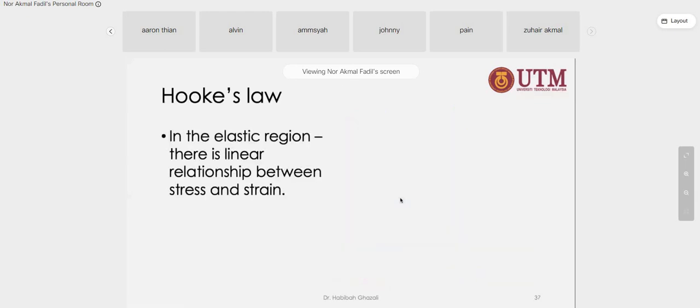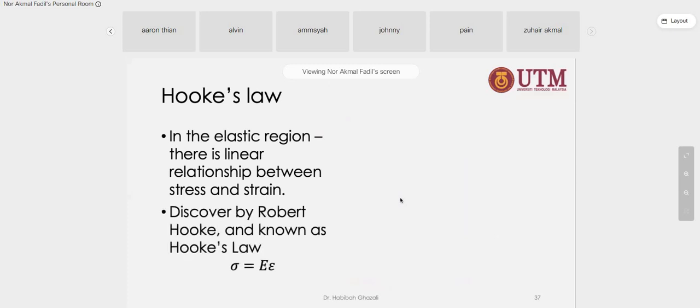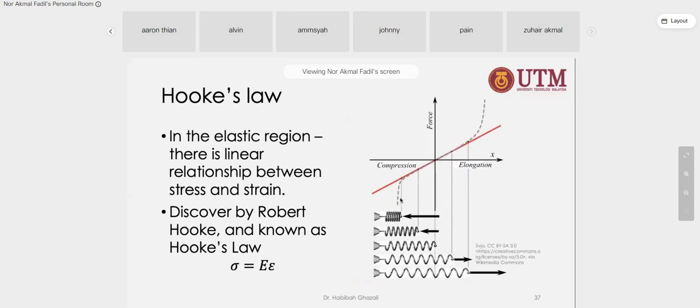What is Hooke's law? In the elastic region, there is a linear relationship between stress and strain. It was discovered by Robert Hooke and is known as Hooke's law. The equation is the slope itself. The slope is known as E, the rigidity or elasticity, equal to the stress divided by strain.